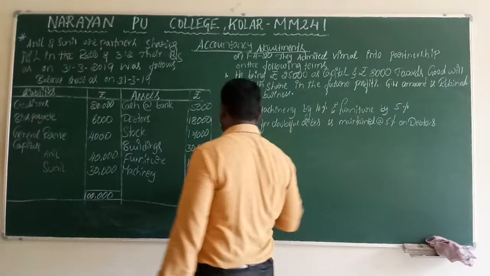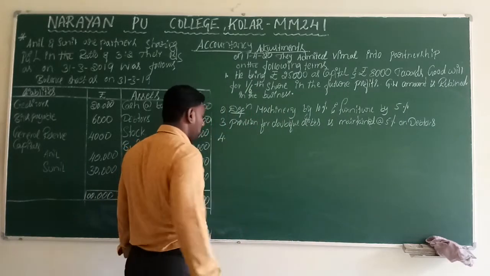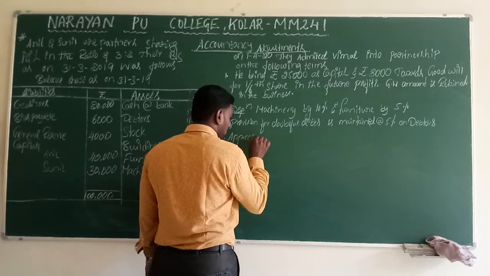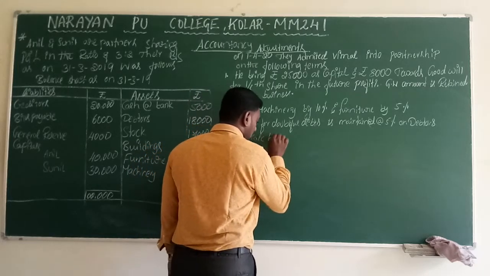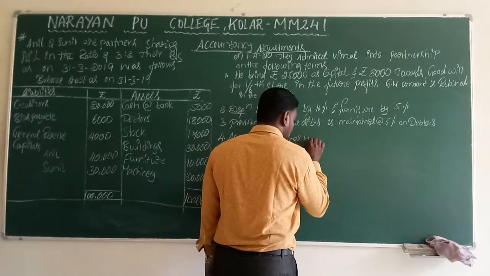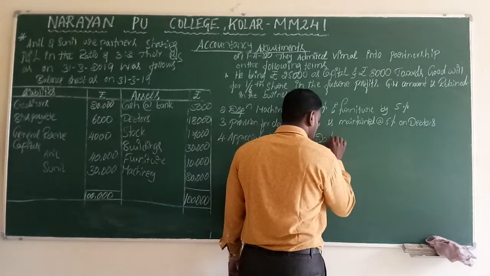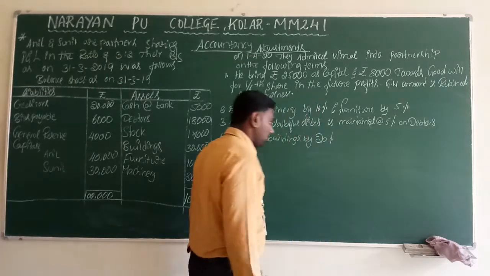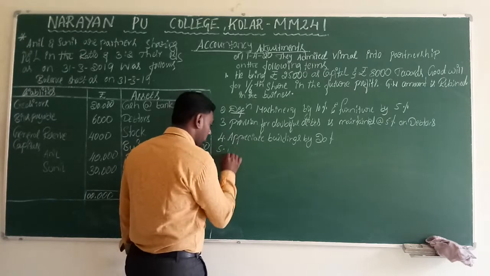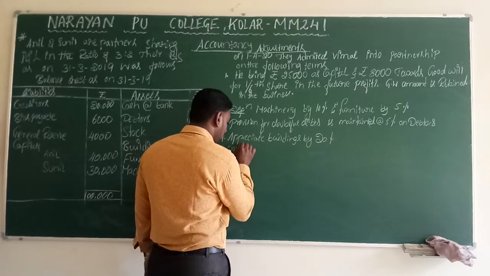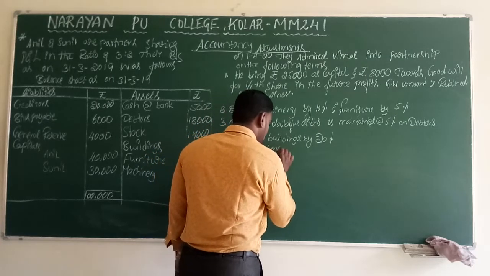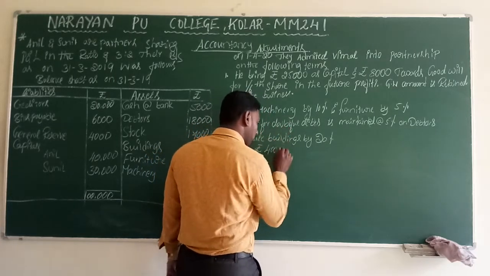Next, fourth adjustment. Appreciate buildings by 20%. Next, fifth and last adjustment. Provide rupees 400 for repair charges.